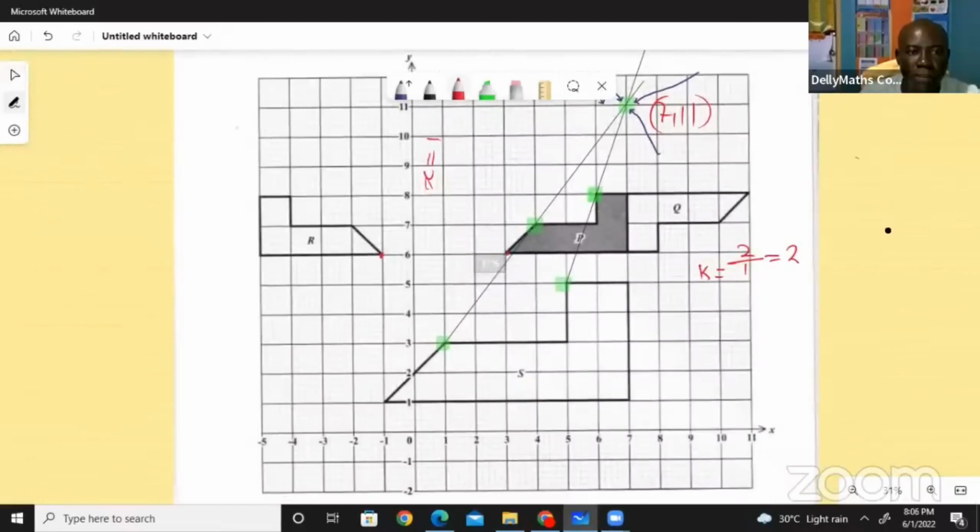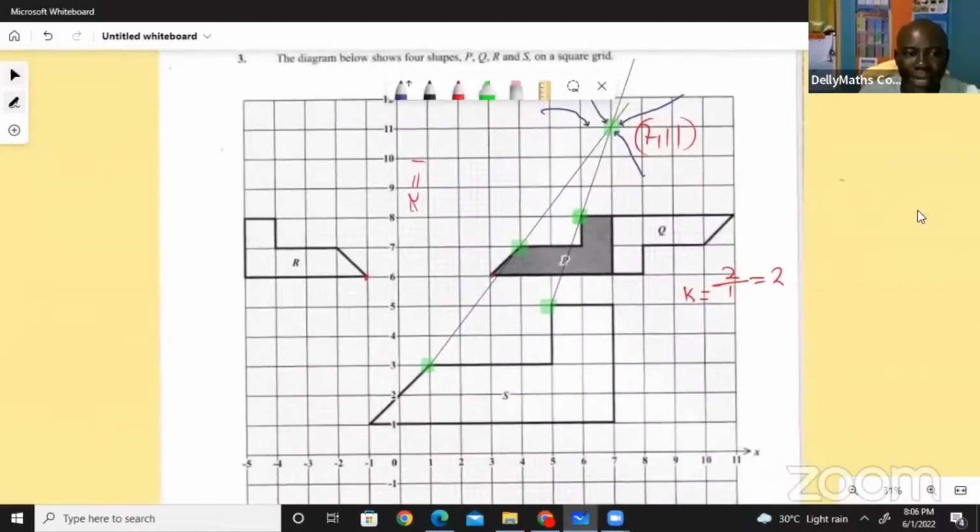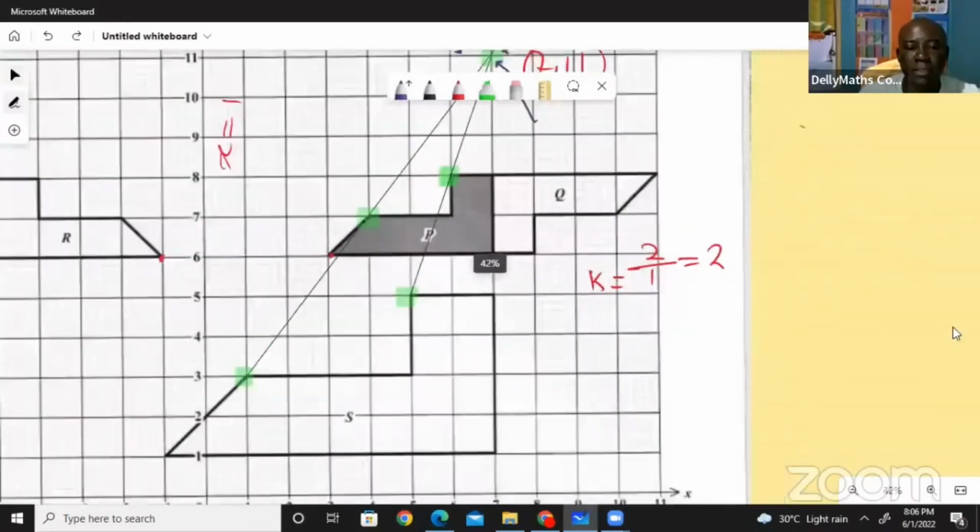For those who never saw the 7, 11, I'll quickly identify it for you. Look, 7, 11. There it is, 7, 11. And that is definitely the center for the enlargement there.